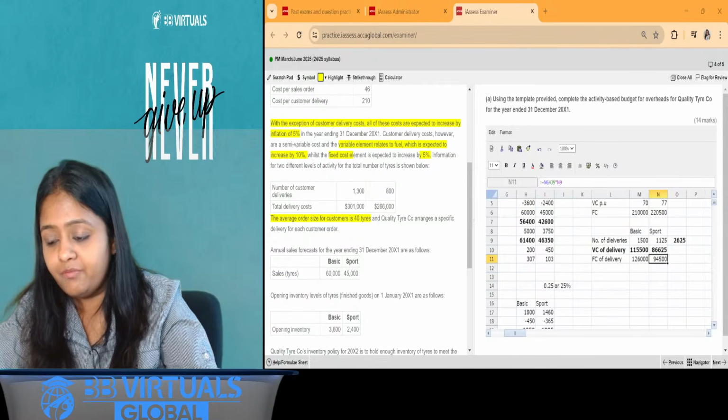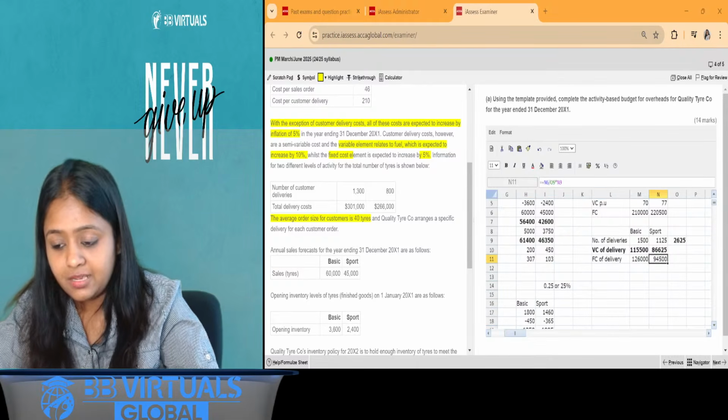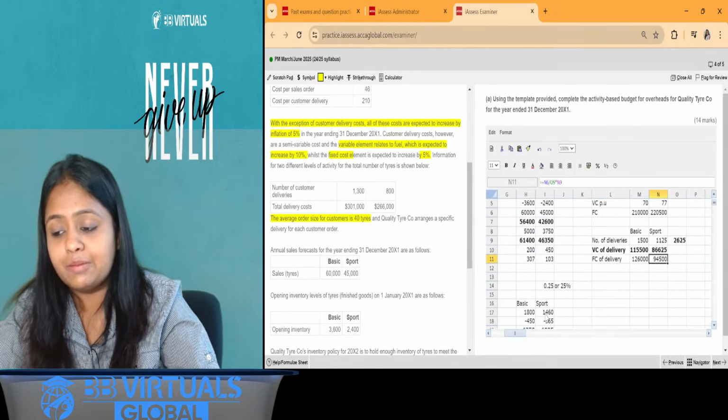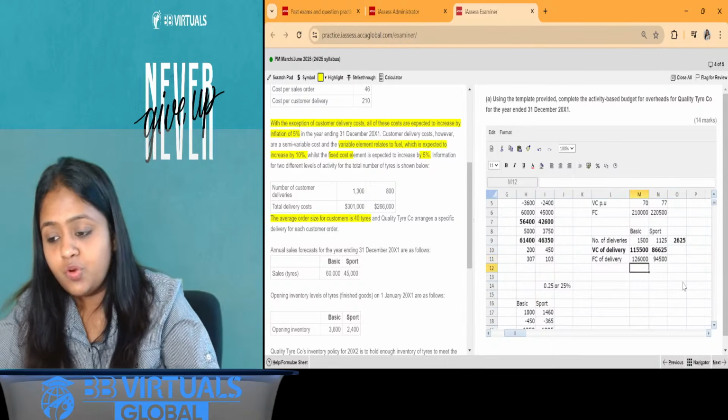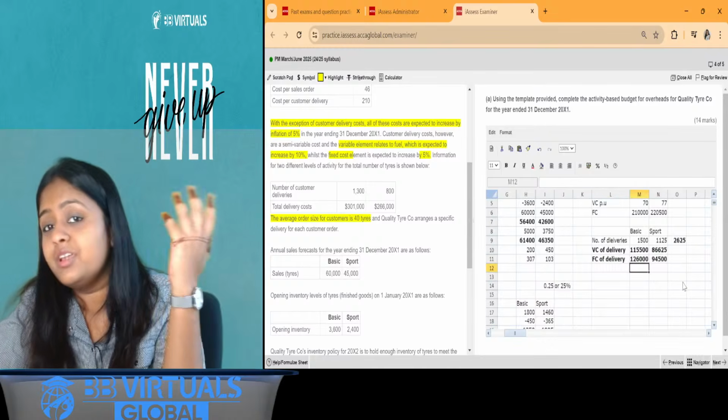Very good, Swapna. Very good, Shalu. Perfect. Very good. I hope everybody is getting hold of this. Any confusions anywhere? Put it in the chat box. So now you got fixed cost also. Now you got variable cost also. Is it difficult? No, ma'am.